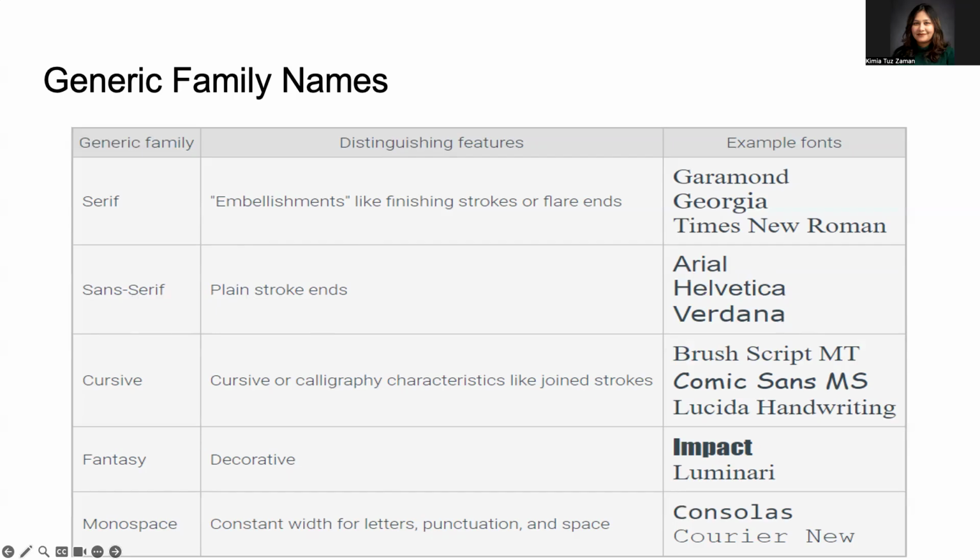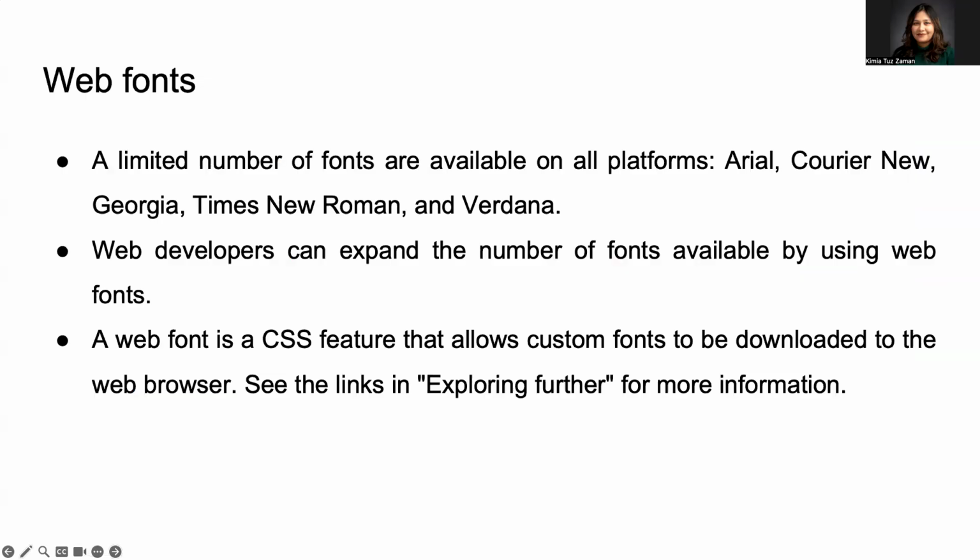So when you use a generic family name in your CSS, the browser picks a font from that family that's available on the user's system. So this ensures text always looks consistent, even if your specifically chosen font isn't installed on the user's computer. So up until now, we have talked about fonts that are commonly available across most platforms, things like Arial, Courier New, Georgia, Times New Roman, Verdana, etc.